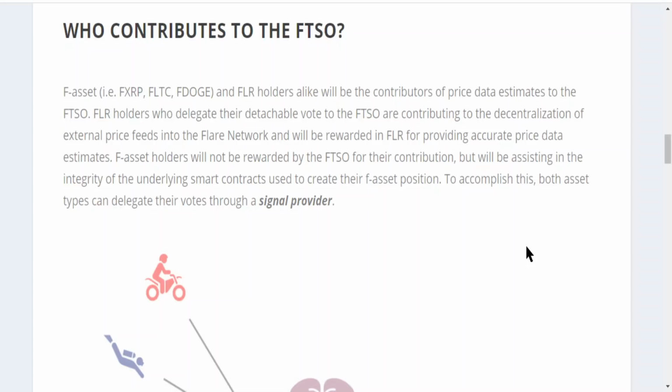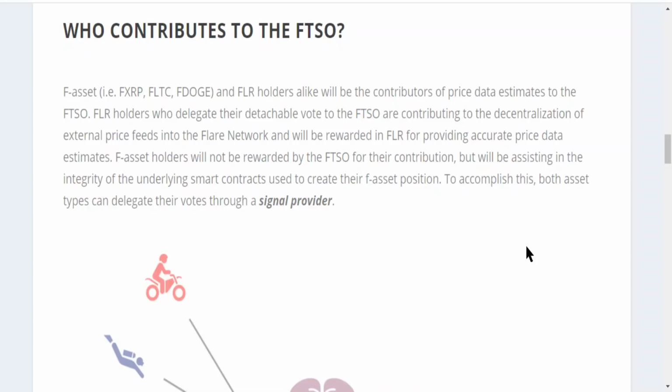So now each Spark token comes with a detachable vote that they could delegate to a signal provider. And they could delegate maybe 50 tokens to one signal provider, 50 to another, 50 to another, 20 to another, depending on who has the most accurate price feeds and will earn the most rewards. And also, they will be taking a commission. So we know of a couple signal providers that have already been announced: FTSO.eu, Scandi Nodes, and Flare Fusion. And we also expect some exchanges to be signal providers, and other entities will be announced at later dates.